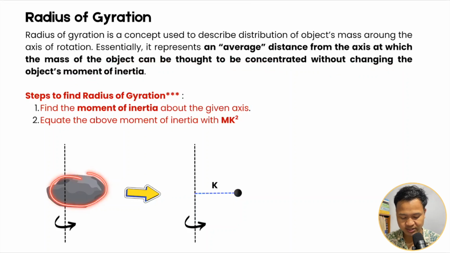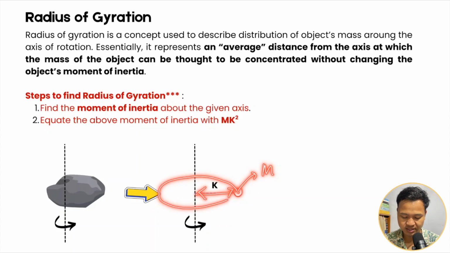Suppose I have a rigid body, and this rigid body rotates about an axis. You can assume this rigid body as a point mass m at some distance from the axis of rotation. The moment of inertia of a point mass is I equals m r square, so mk square in this case.